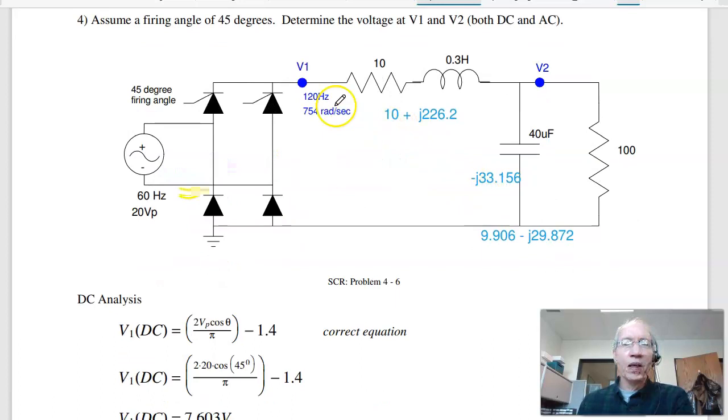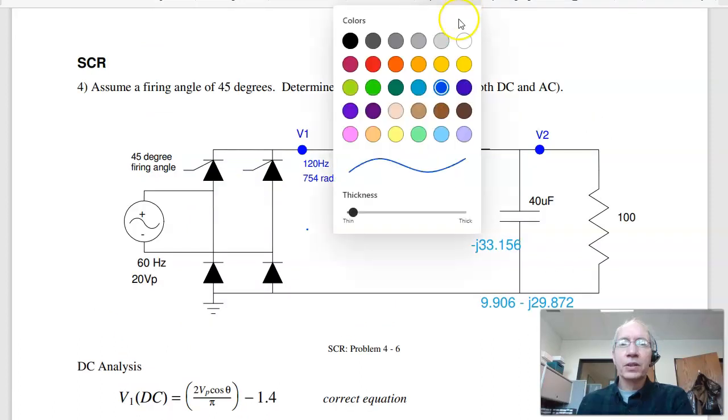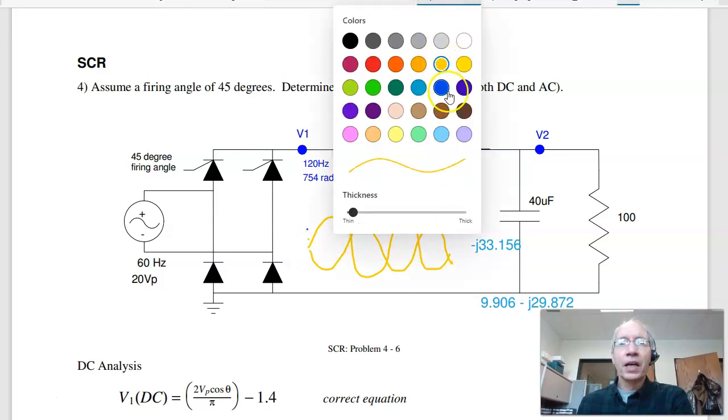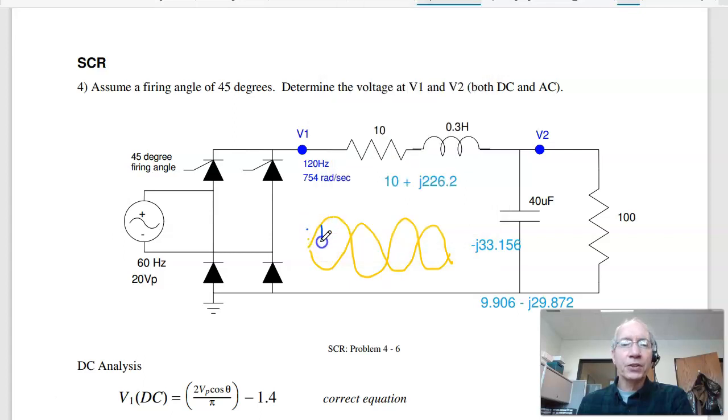What that means is if I have a sine wave, let's do this in yellow. Here's your sine wave, and the minus sine wave, sort of. I've got a 45-degree firing angle, so it doesn't turn on until 45 degrees when I follow it. The second diode doesn't turn on again for 45 degrees. So this is what the waveform looks like. I go 45 degrees past 180.